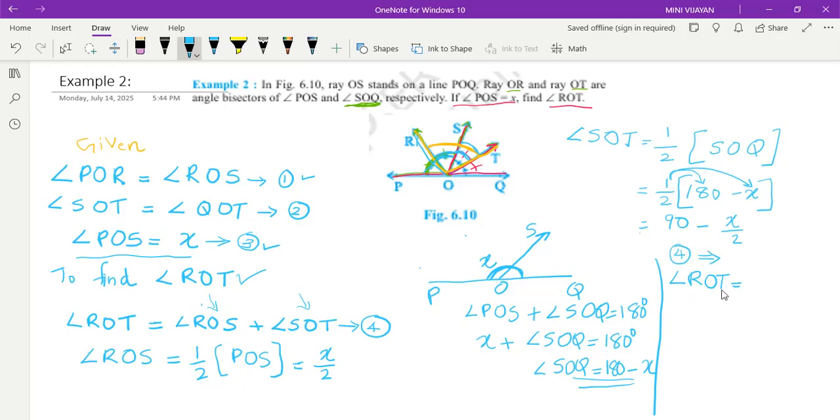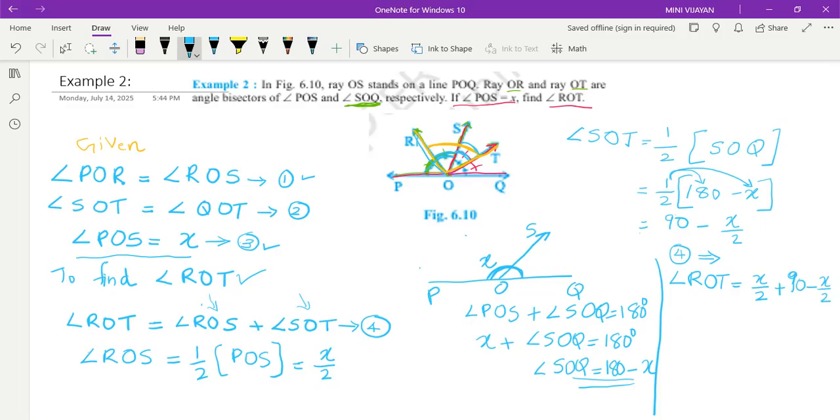Angle ROT. In the place of ROS, what can I write? What I obtained already. ROS is x divided by 2. Plus, what is SOT? SOT I got here as 90 minus x by 2. So x by 2 plus 90 minus x by 2.